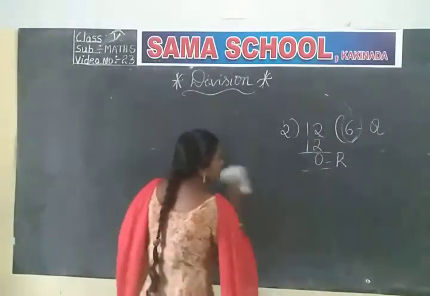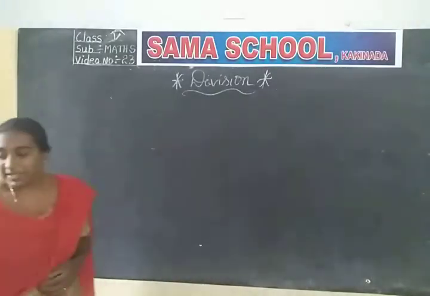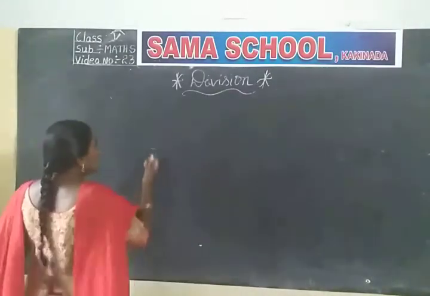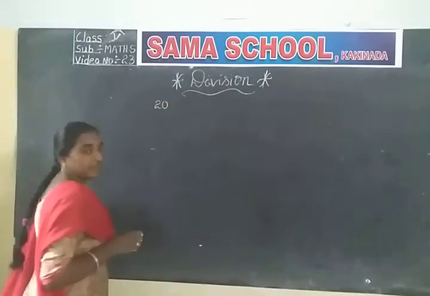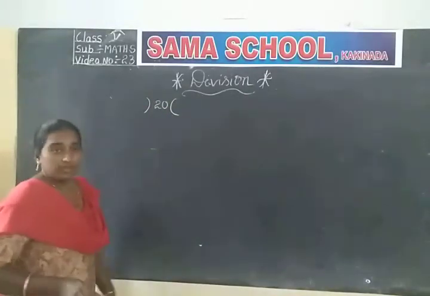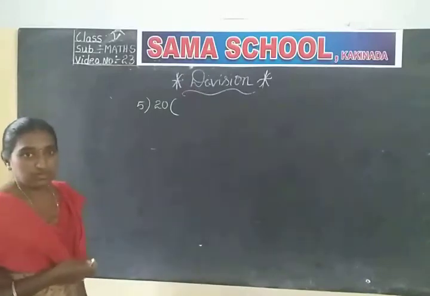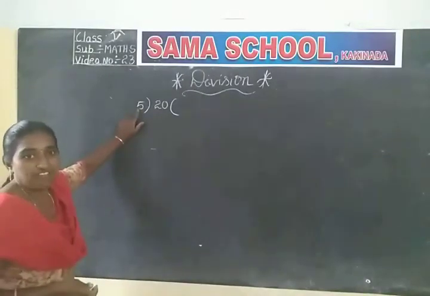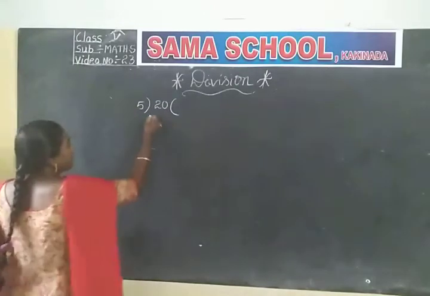Don't be confused, children. Try to understand the concept of division. Repeated subtraction I am showing, and the same division also I am showing here. For example, 20. I am showing you the repeated subtraction. Here I am doing repeated subtraction by 5. So how many times will I subtract 5 from 20?